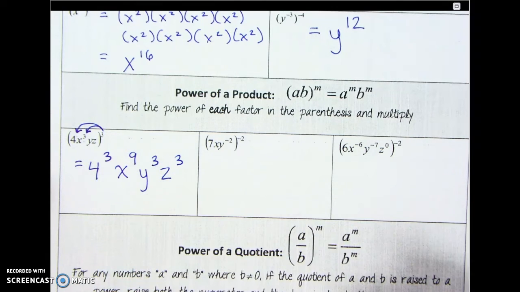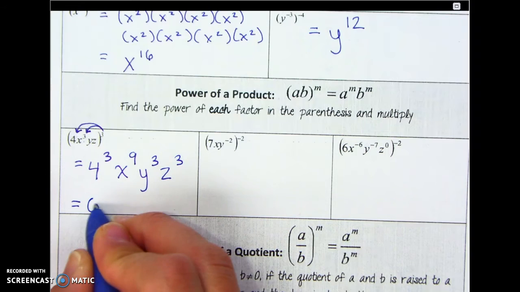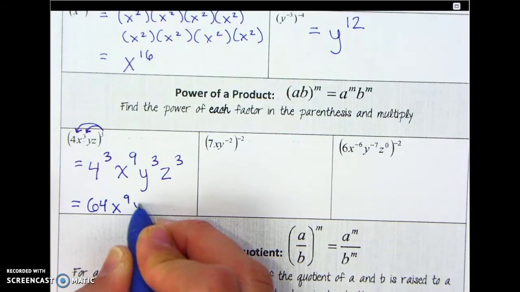Are any of those negative? No. Do you know what 4 to the 3 is? 4 cubed should be, what is that? Is it 64? I think so.